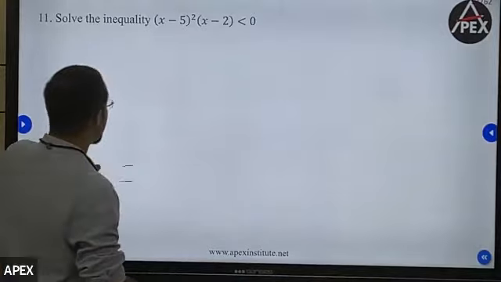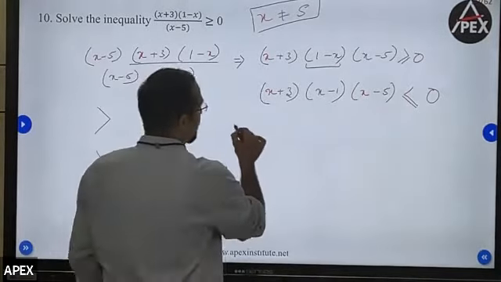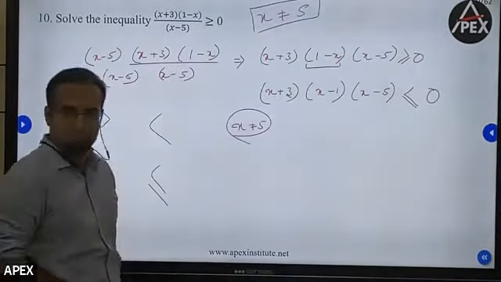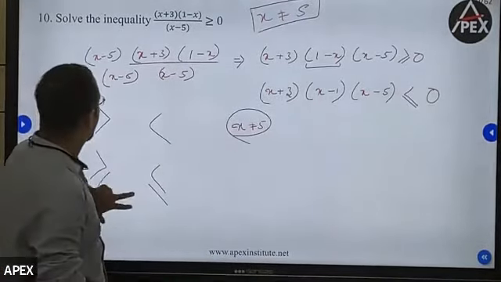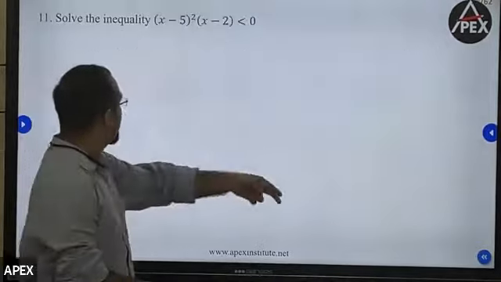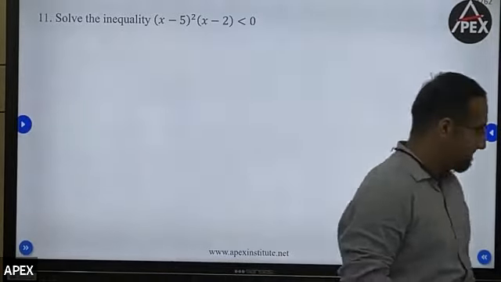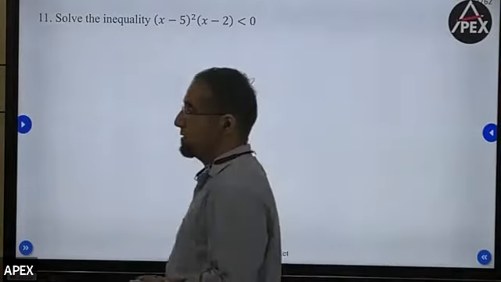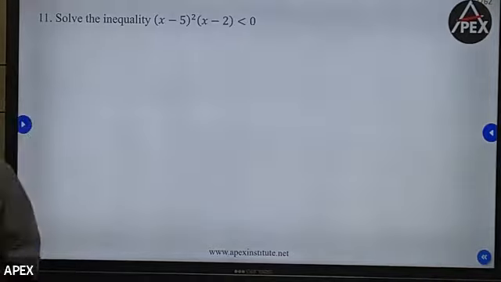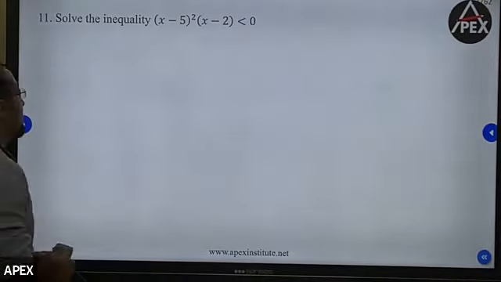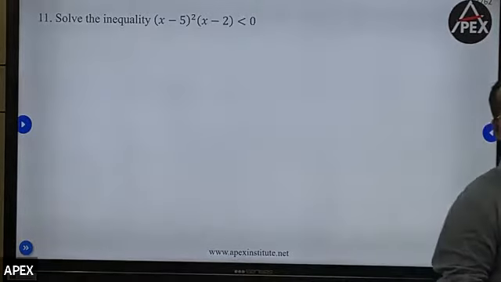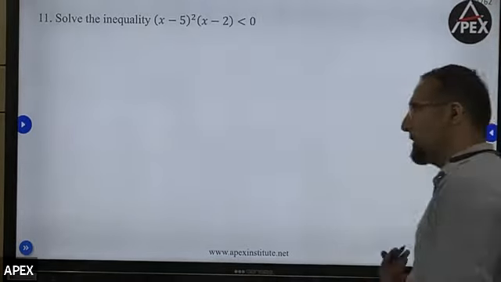Please don't forget, you have to take care of this point: x is not equal to 5. Clear? Can we solve this quickly? Thirty seconds answer. Pick up hints from the class, guys. Pick up hints from the class.